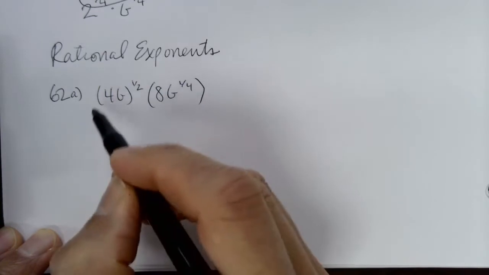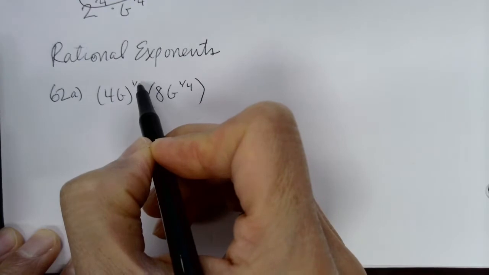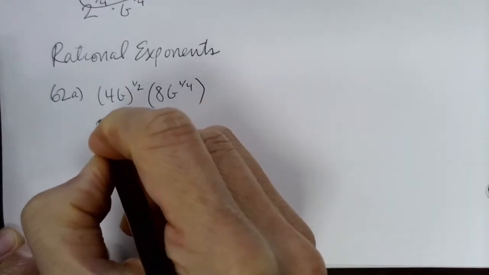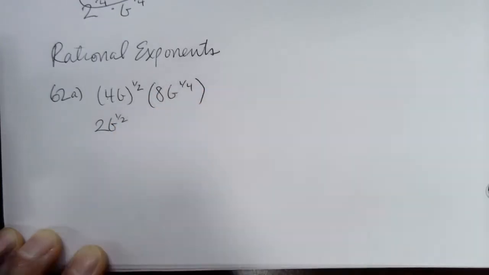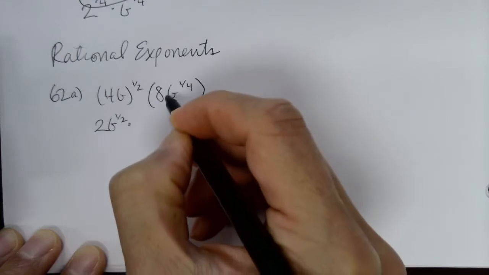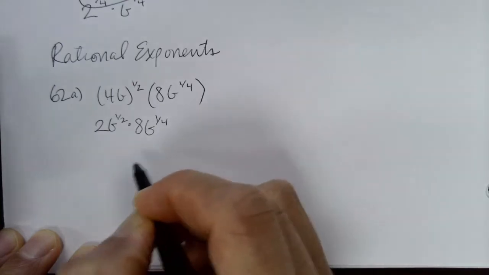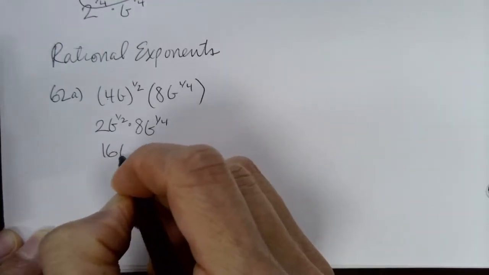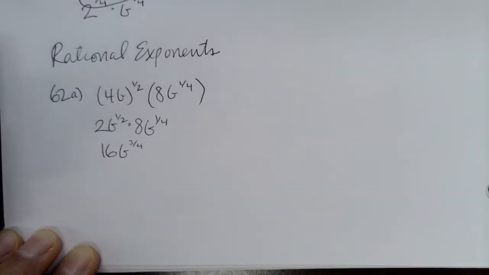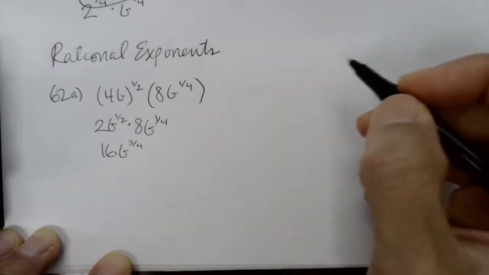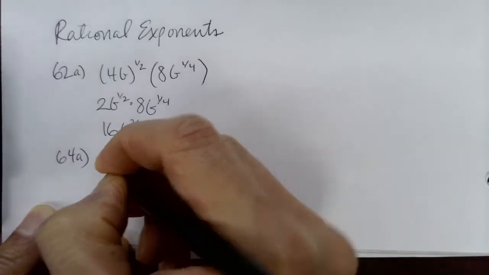So, a couple ways that you could think about this. Either this is 2 squared to the 1/2, which is just 2, or you could think this is the square root of 4. In either case, that's 2, and then b to the 1/2, or the square root of b, times 8b to the 1/4. So 2 times 8 is 16, b to the 1/2 times b to the 1/4, I can add those. That's b to the 3/4. So that's 62a.